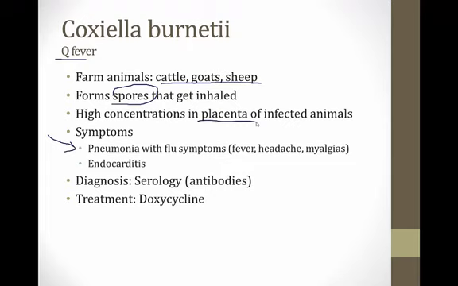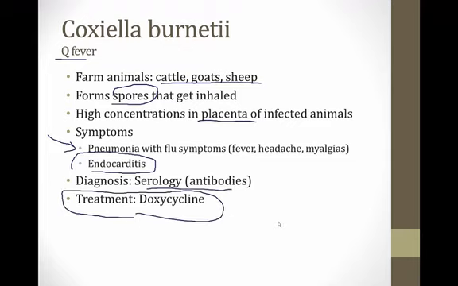So a classic board question is a farm worker who is delivering babies of cattle, sheep, or goats and then gets an illness. The typical illness is pneumonia with flu symptoms. It's also a rare cause of endocarditis. You can diagnose it by sending antibody tests, and it's treated by doxycycline just like the majority of these zoonotic infections.